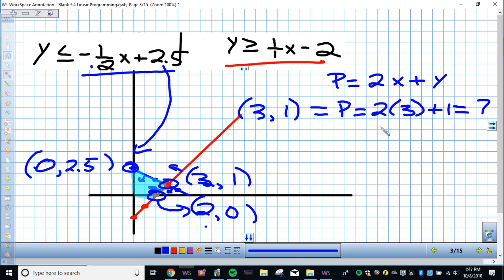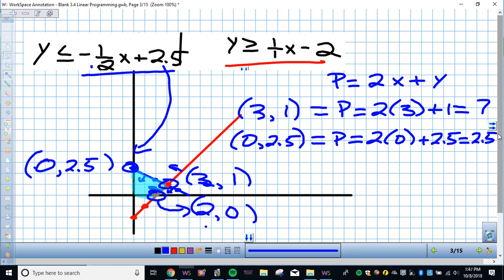That's all we're doing. Yeah, for sure. We can plug in 0, 2.5. We're plugging in all the corners. So that is P equals 2 times 0 plus 2.5, which equals 2.5. And then the last ordered pair we need to plug in is 2, 0.